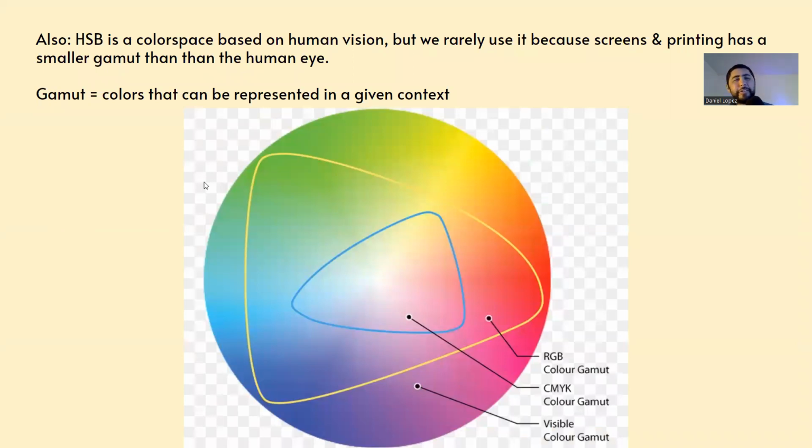HSB is a color space based on human vision. This slide is showing 3 different gamuts. A gamut is a set of colors that can be utilized by a system. So this whole circle is all the colors a human can see. The RGB color gamut is basically screen based, like anything that you see on the screen is using RGB little lights that have this range of color that they can use. And CMYK is a smaller one, and this is what we print.